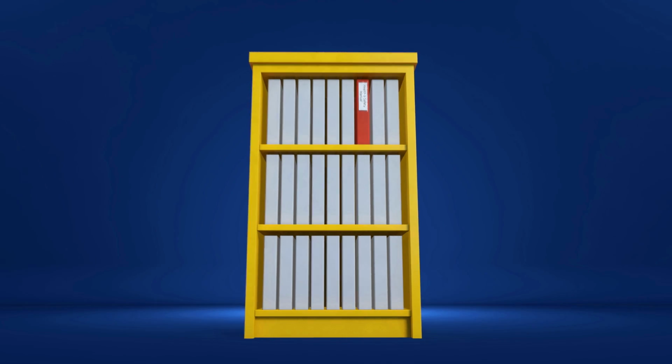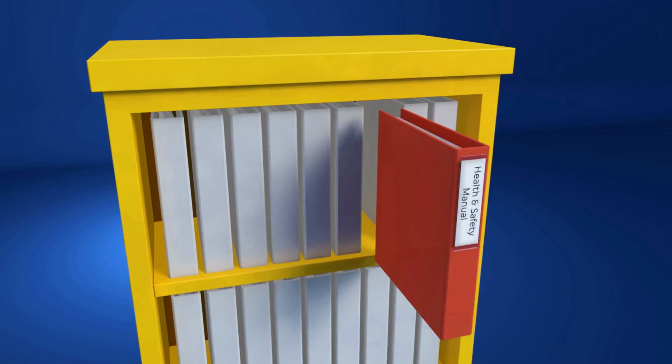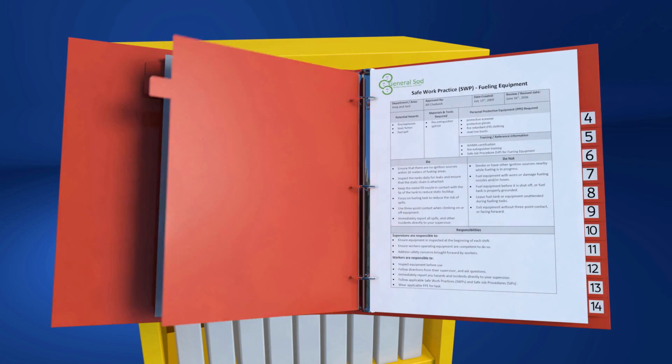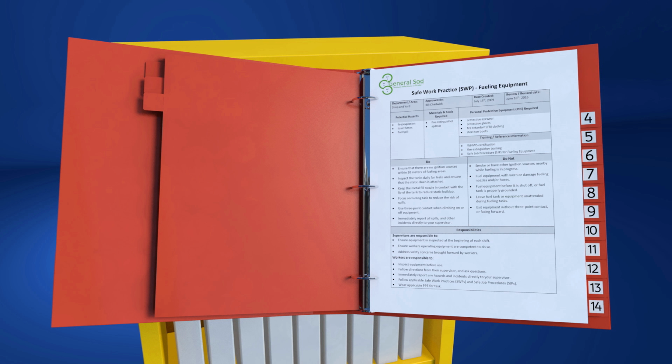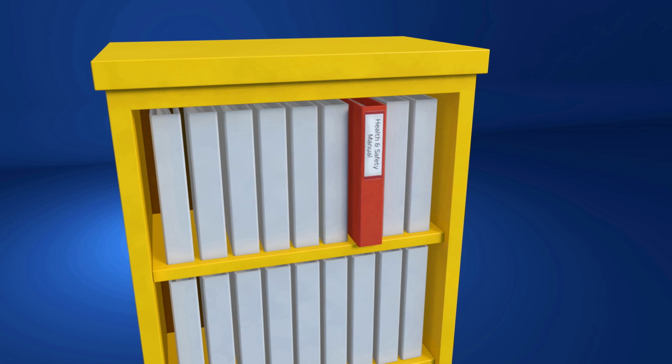Safe work practice and safe job procedure documents should be kept in a location that is central to where the work is being performed, and they should be easily accessible. Practices and procedures should be reviewed annually, when an incident occurs, when there is a change in the task performed or the work process, and when there is a change in legislation.